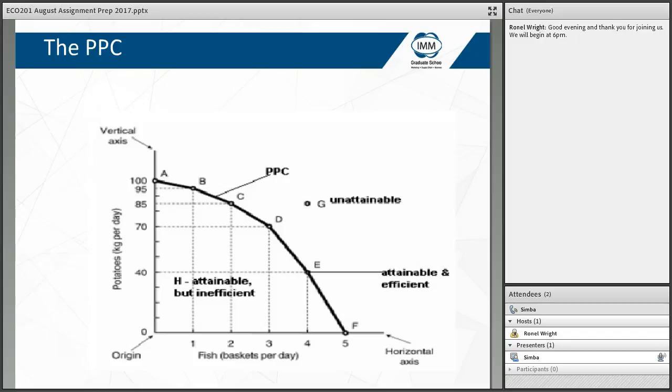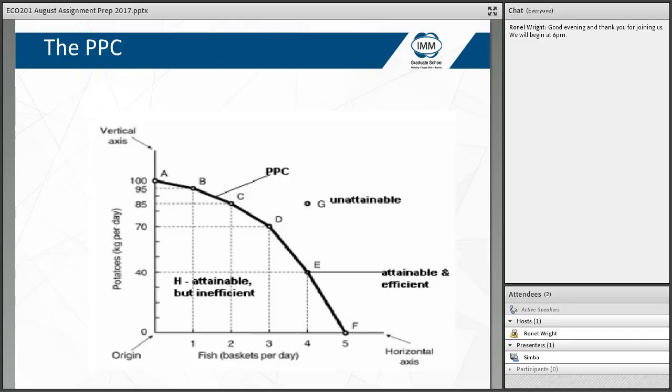Remember, we say opportunity cost is the value of an alternative that could have been taken but was not taken. So if you're moving from point A to point B, the opportunity cost will be the 5 kgs of potatoes that we are going to sacrifice, which is the difference between 100 and 95.